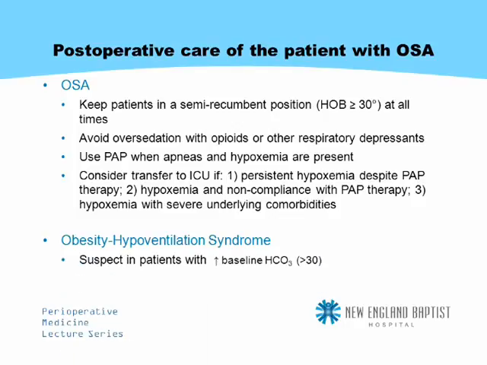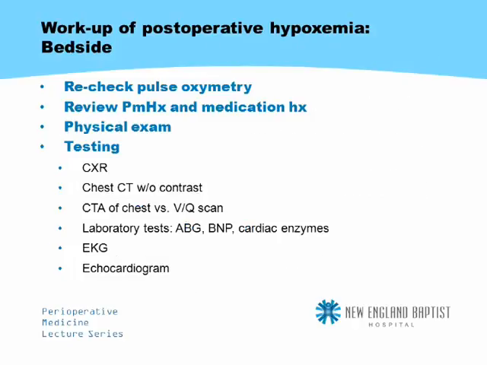And obesity-hypoventilation syndrome, remember, always suspected in somebody who has a baseline bicarb higher than 30. It's not 100%, but not many conditions cause the bicarb higher than 30, so that's a good thing to look at, and avoid saturations greater than 96% in the obesity-hypoventilation syndrome.